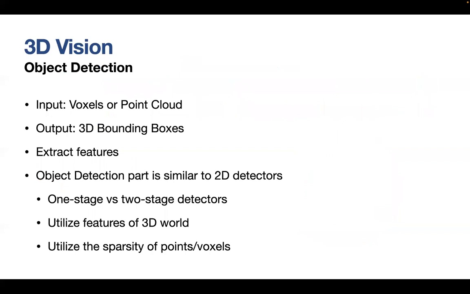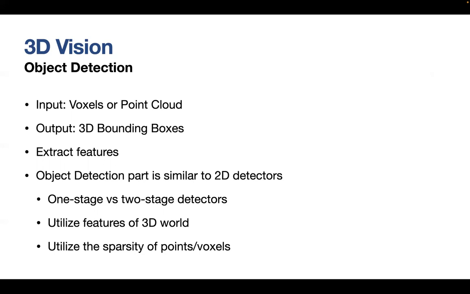All right, so let's go to object detection. So our specific problem: in object detection, our input is voxels or a point cloud, which is usually a point cloud, but we can just convert between them easily. And then our output is 3D bounding boxes. So for each object, we give the 3D bounding box. The usual steps are: from the input, we extract features, and then we do the object detection part similar to the 2D detectors.